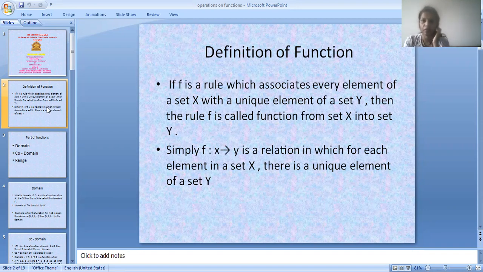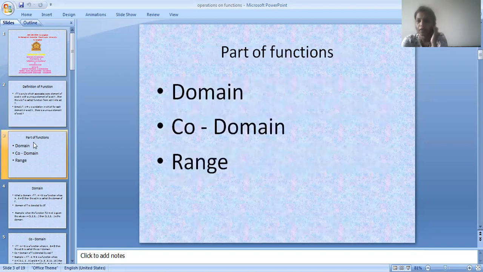If f is a rule which associates every element of set X with a unique element of set Y, then the rule f is called a function from set X into set Y. That is, f from X to Y is a relation in which for each element in set X there is a unique element of set Y. There are three parts of a function: the domain, codomain and range.